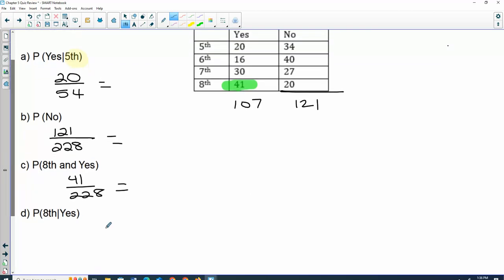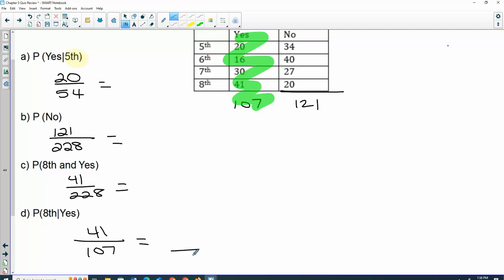The probability of 8th given they were yes. So my given is the denominator. 107. I'm only looking at these yeses. Out of those, which ones were in 8th grade? And you can get that.